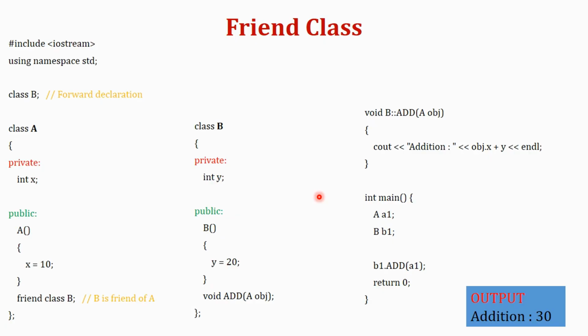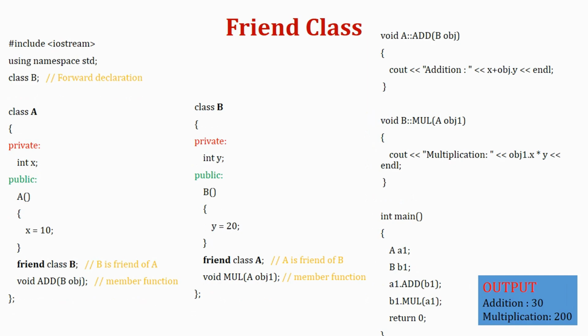Just remember one point. Now class B is allowed to access the private member of class A, but class A is not allowed to access the private member of B, because it is only a one-way friendship here.